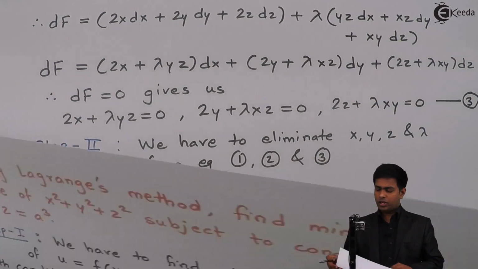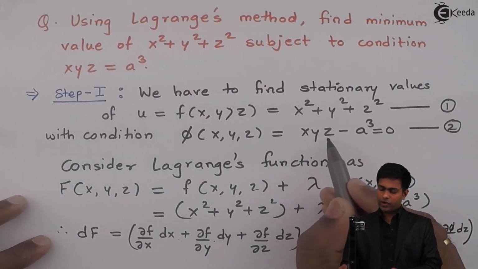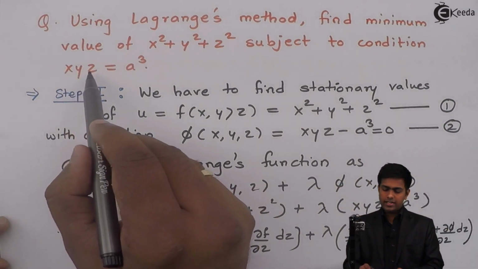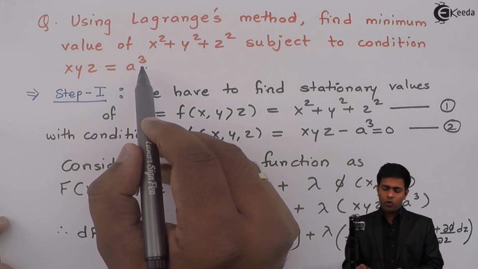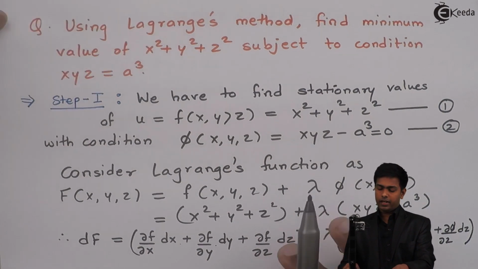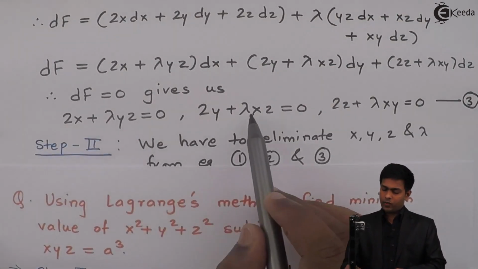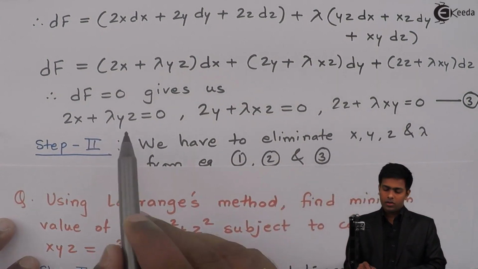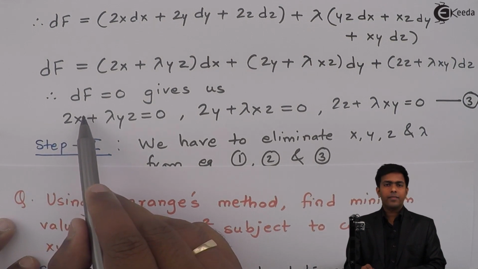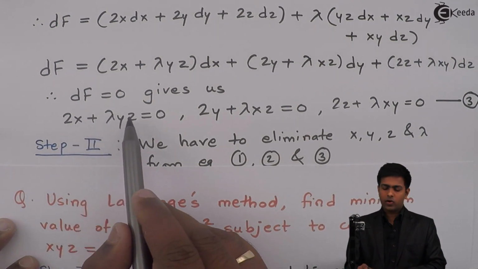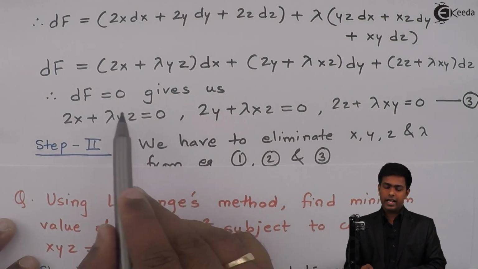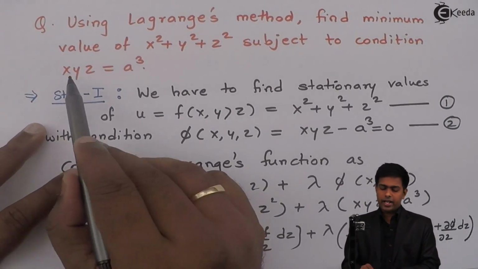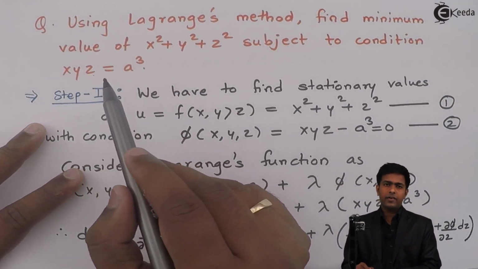But if you observe equation number 2, here we have xyz minus a cube equal to 0, or xyz equal to a cube. So what I can do is multiply these three equations by x, y and z respectively. Then we'll get 2x square plus lambda xyz, because I am multiplying this equation with x. When I get xyz over here, I can substitute xyz as a cube and then we can get further equations.